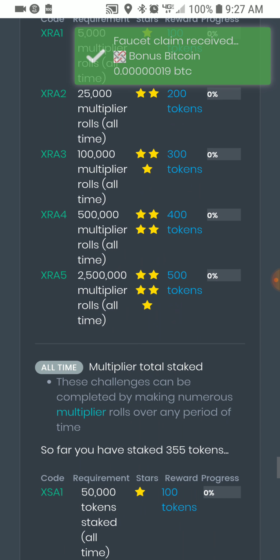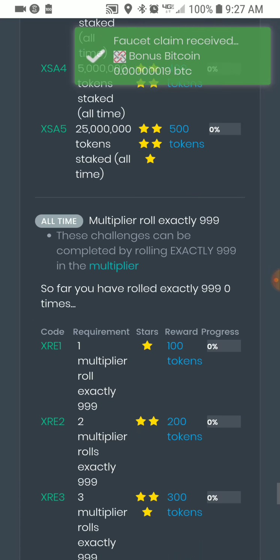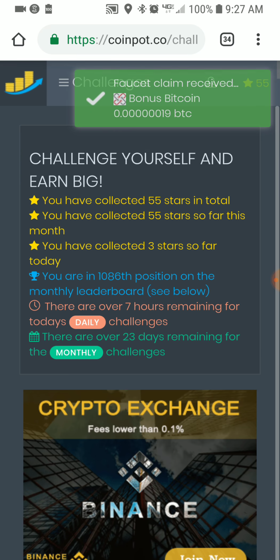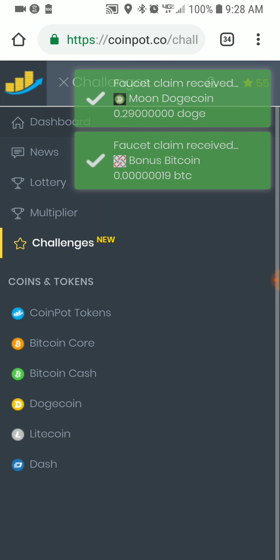There goes another 19. So I made tokens plus the Bitcoin, and so yeah, this is just all passively. You can see me just making a video, and I'm just making money from it, from doing nothing. So it's pretty cool. Look, there goes the Doge now. I got 0.29 Doge and plus 19 Bitcoin, or Satoshis, as most people would say.